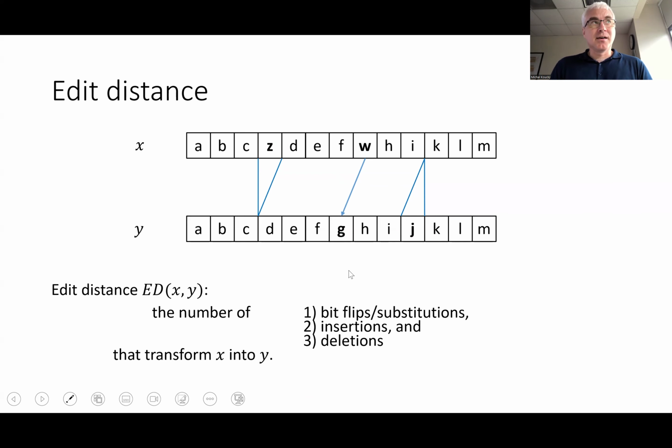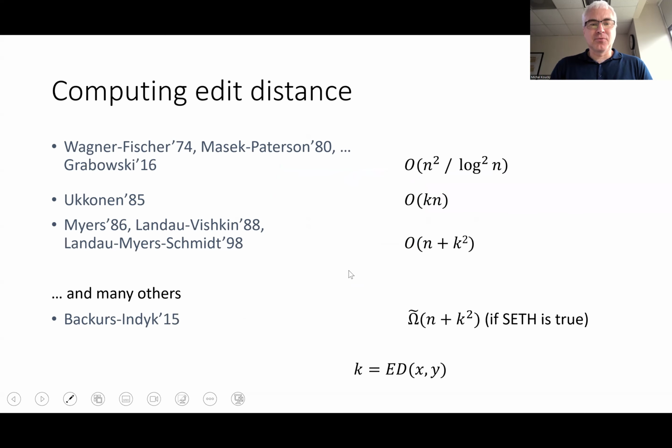It's a symmetric measure, and it has many applications, like in bioinformatics for comparing proteins or genomes, and in text processing. People have looked at this measure for quite some time, and many algorithms have been known for it since basically the 70s. So we know quadratic algorithms and slightly faster algorithms, and this is known to be essentially optimal under the strong exponential time hypothesis. But there are slightly better algorithms if you parameterize the running time by the actual edit distance of the two strings.